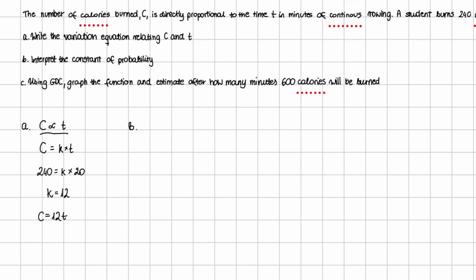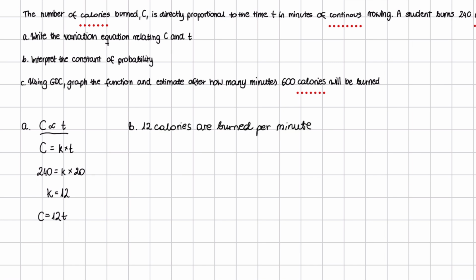We can imagine the situation when we have, for example, 1 minute of this continuous rowing. In 1 minute, because 12 times 1 is just 12, we burn 12 calories. If we have 2 minutes, 12 times 2 is 24, so we burn 24 calories. So we can interpret it as 12 calories are burned per minute, and that's enough.